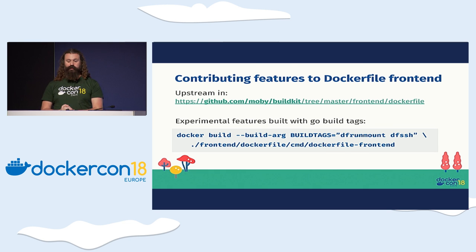So the Dockerfile frontend currently lives in the Moby BuildKit tree on GitHub in this frontend/dockerfile subdirectory. And all of the experimental features, so the ssh mounts and the various clever types of mounts, are simply implemented as Go level conditional compilation using the usual Go build tag stuff. There's a Dockerfile in there with a build arg, build tags, so you can build it with any set of the available experimental options. So here we have an example of building a frontend that uses the run mount and the ssh experimental options. If you wanted to add your own thing, you can create your own build tag, create a bunch of files with //go:build and that tag, and arrange for that conditional compilation.